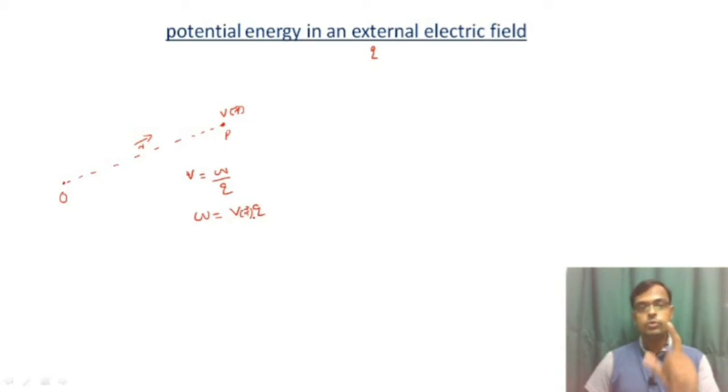That means if you want to bring a charge Q from infinity to the point P where the external field is present, we should do work, and this work is stored as potential energy. So you can write this equation as U of R vector is equal to V of R vector into Q. This is the potential energy stored while you are bringing a charge from infinity to a point where the external electric field is present.